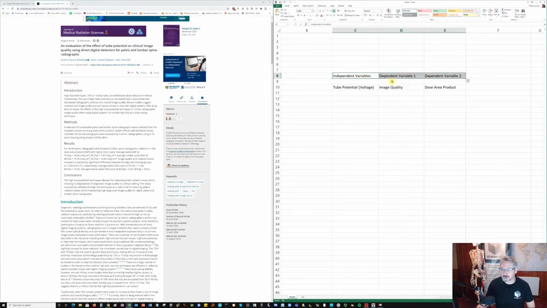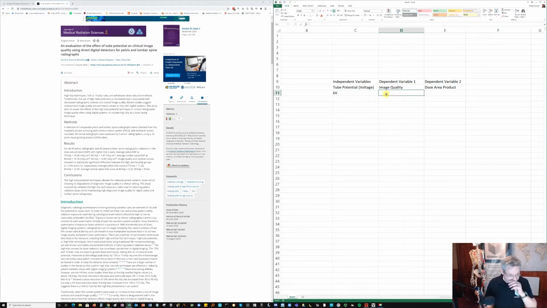So if I put that down there, and we'll put some units in. So I like to use units. So the units for voltage are going to be kV. The dependent image quality units is, I think they call it later on, they call it a visual grading analysis. So we're going to call that visual grading analysis.